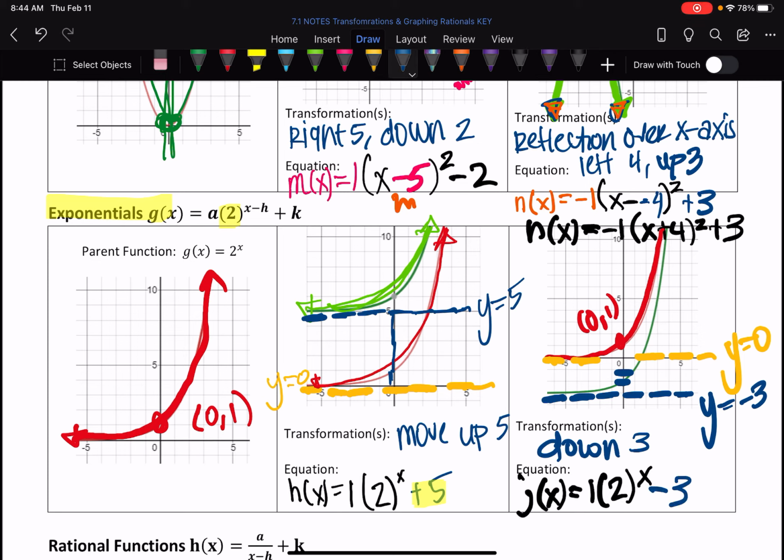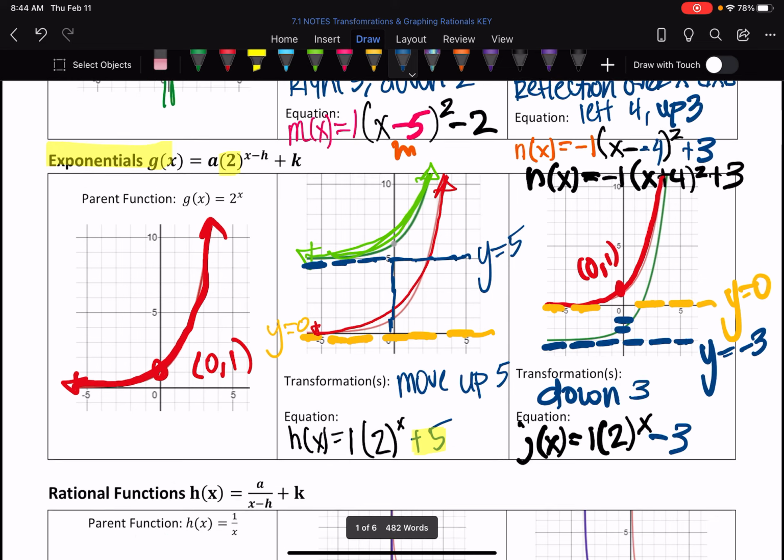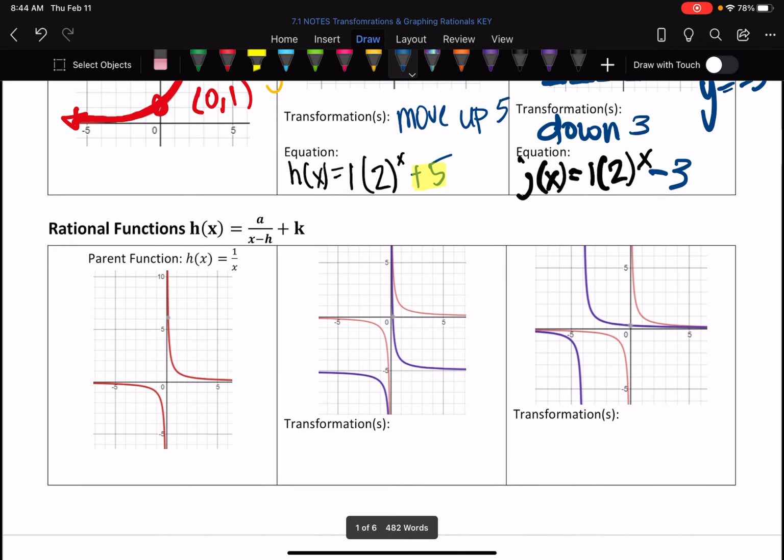All right. The reason that we're looking back at these functions is, 1, because we're still going to be looking at our a, h, and k for transformations. And 2, rational functions also have asymptotes. So I wanted to remind you that you have looked at asymptotes with exponentials before. So here's what our rational functions look like.